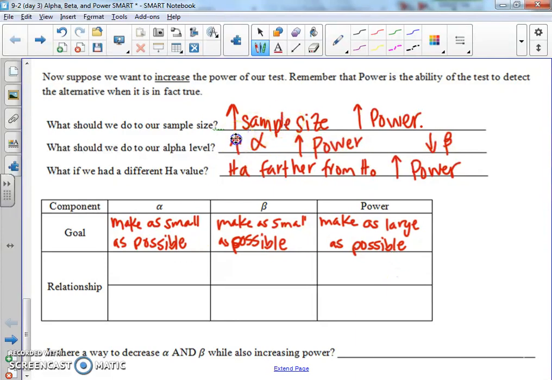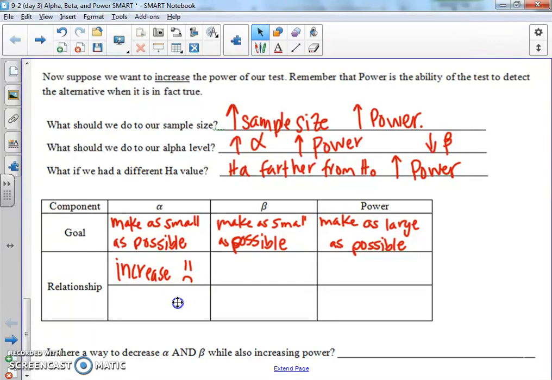But again, as you can see up here, depending on what you do to the different levels, it will change alpha, beta, power, and things like that. So let's see the relationship. What happens if we increase alpha? Well, I'm going to put a sad face on there because increasing alpha is increasing the probability of a type 1 error.